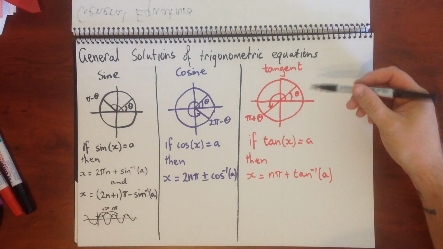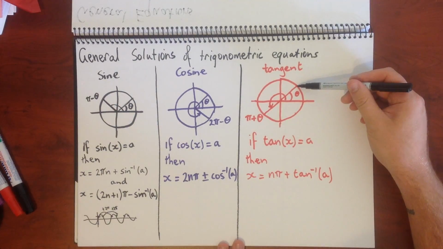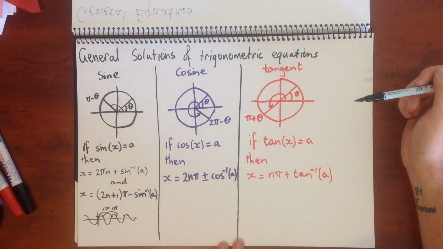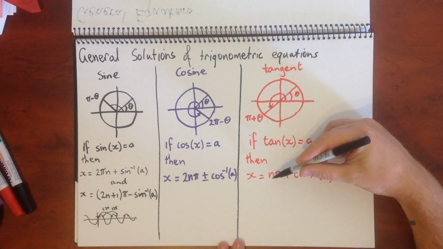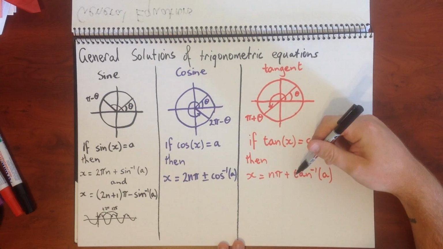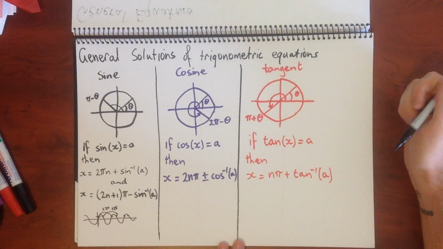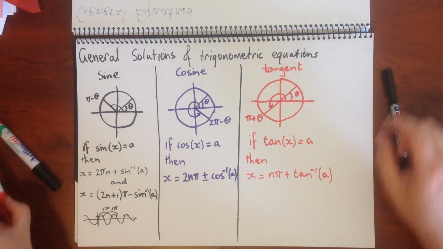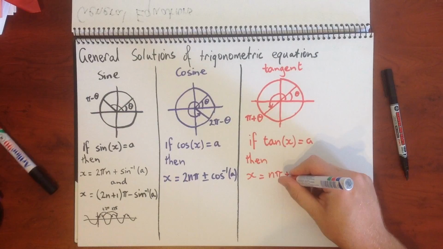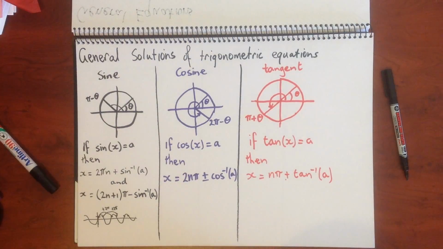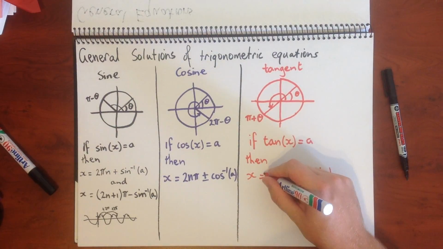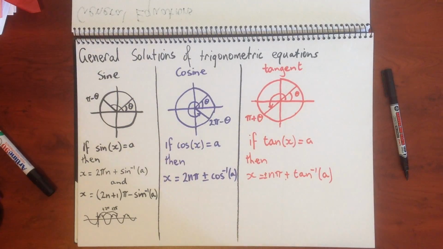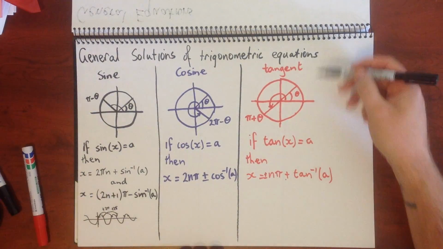For tan, we have a solution in the first and third quadrants. For that, it's simply n pi plus inverse tan of a. It can really be plus or minus over here. In the book, they just talk about plus because it doesn't matter too much.